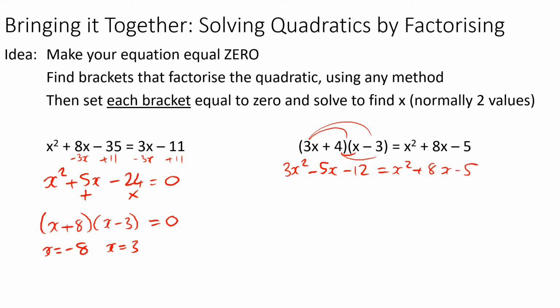Then we'll have to move it across, so we'll have to take away x squared from both sides. We'll have to take away 8x from both sides, and we'll have to add 5 to both sides.